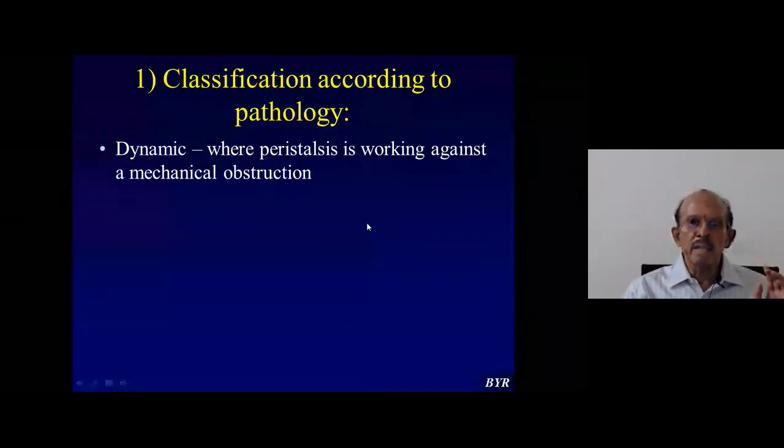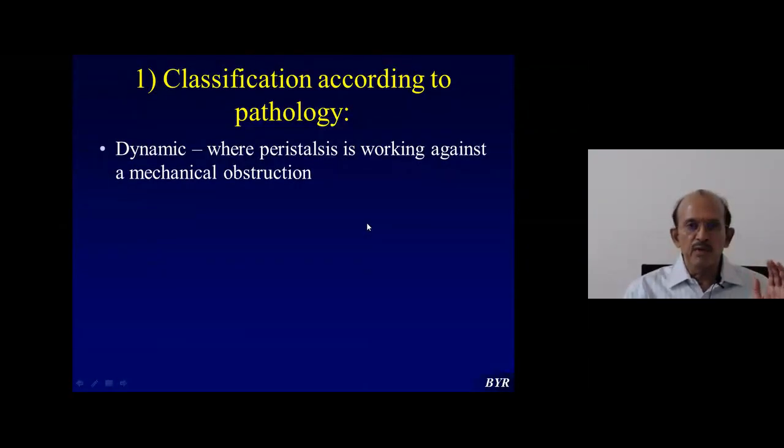Why is there vigorous peristaltic activity of the bowel? Because there is something obstructing the pathway. To overcome this obstruction, the bowels are contracting vigorously. So this is dynamic obstruction. Dynamic intestinal obstruction means it is a mechanical obstruction.